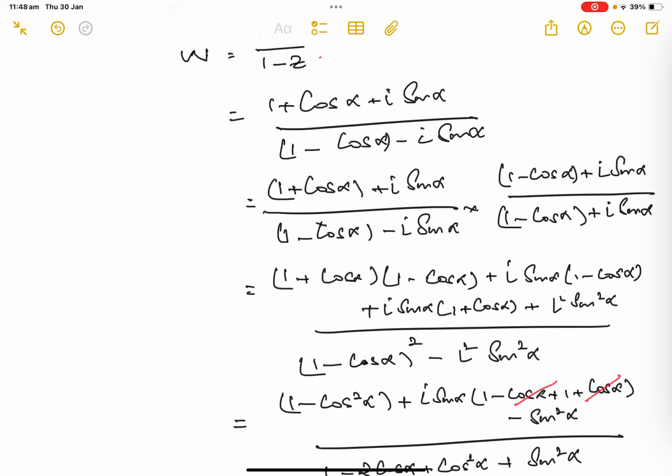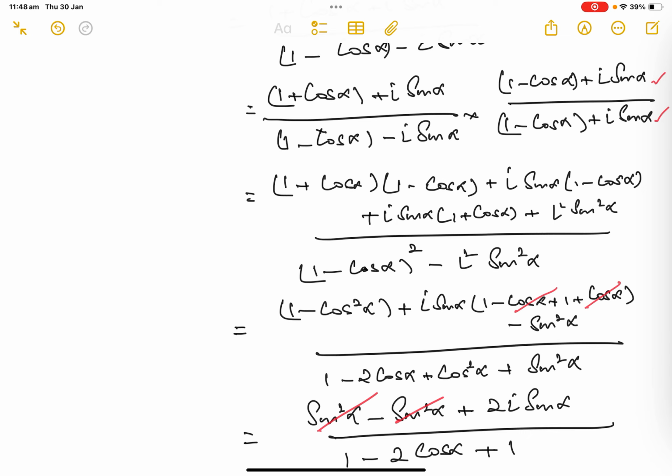Again, the denominator is complex. To remove that, multiply top and bottom by its conjugate. Its conjugate is 1 minus cos alpha plus i sin alpha. So the top part is 1 plus cos alpha plus i sin alpha, multiplied by 1 minus cos alpha plus i sin alpha, and the denominator, 1 minus cos alpha minus i sin alpha, is again multiplied by 1 minus cos alpha plus i sin alpha.